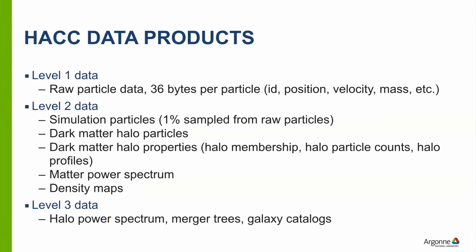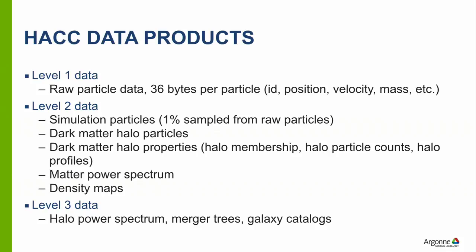If we look at the data products from HEK simulations, we tend to talk about this in terms of level 1 data, level 2 data, and level 3 data. The level 1 data is the raw particle data that's generated by the simulations. For each particle, we have 36 bytes describing a variety of the particle's position and velocity and mass, for example. And this is obviously the largest data that's produced and not appropriate for distribution, for example, because we can't easily hand off petabytes of data.